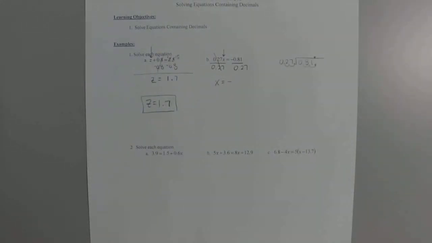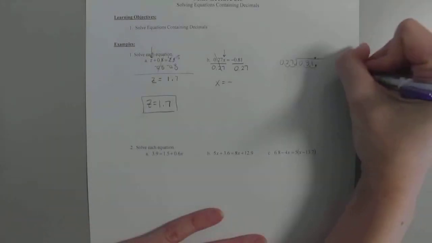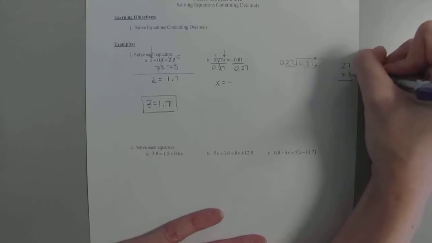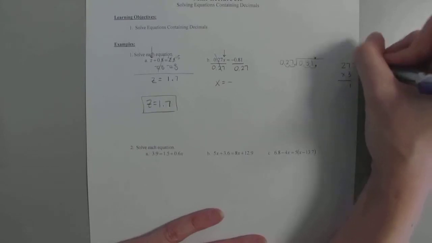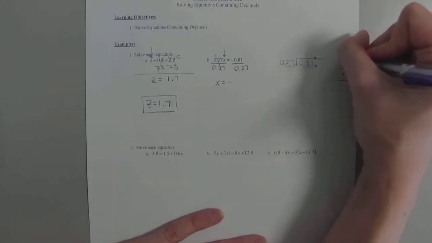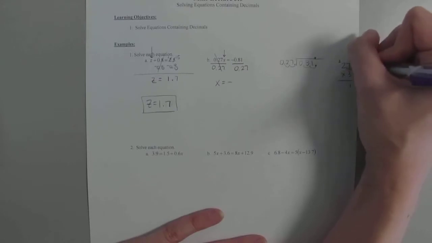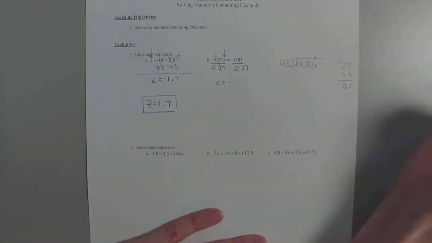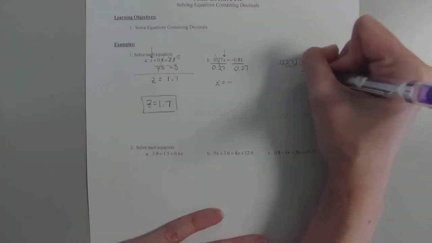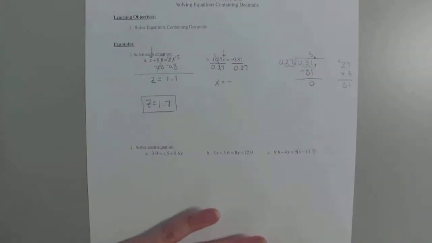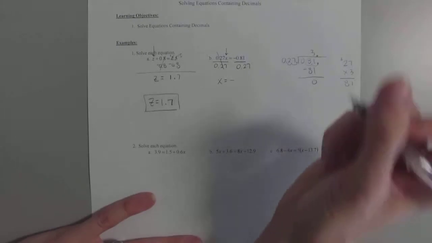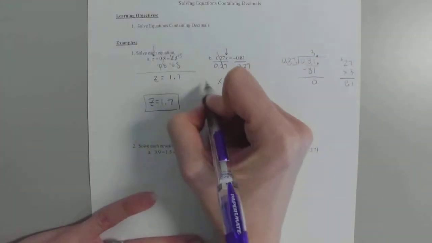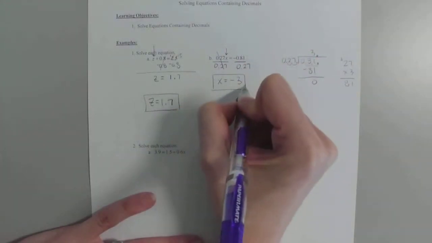How many times does 27 go into 81? 3. So let's go over here and see what 27 times 3 is. 3 times 7 is 21. Put your 1, carry your 2. 3 times 2 is 6. Plus the 2 is 8, so it goes into 81 perfectly, right? So it's just 3 and we don't even have to keep going. Is that okay? So we have -3 as our answer.